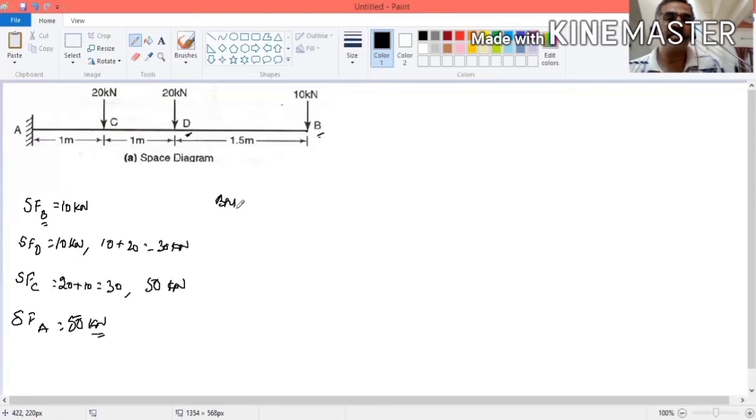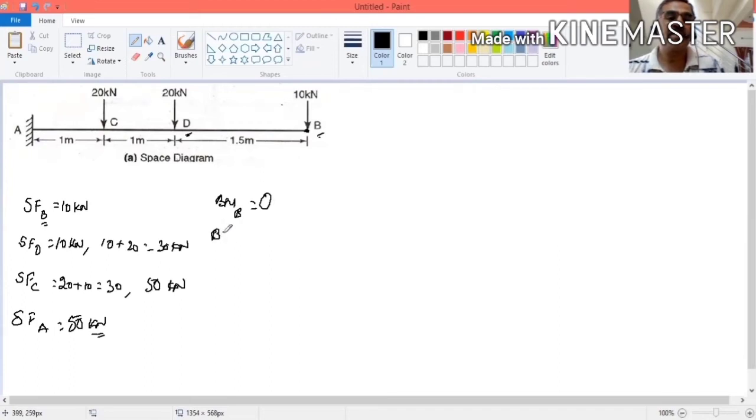Bending moment at B point. What is the bending moment at B point? What is bending moment? Force into distance. If you take bending moment at this point, here right side there is no load. If you take this load, the distance is 0. We are finding the bending moment at this point. So 10 into 0, it is 0. It is 0 bending moment at B.